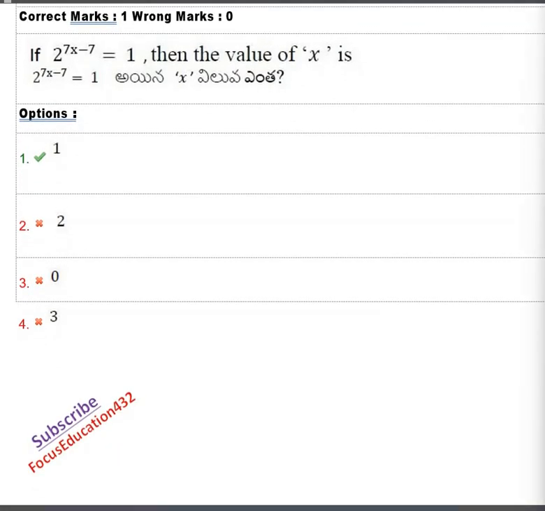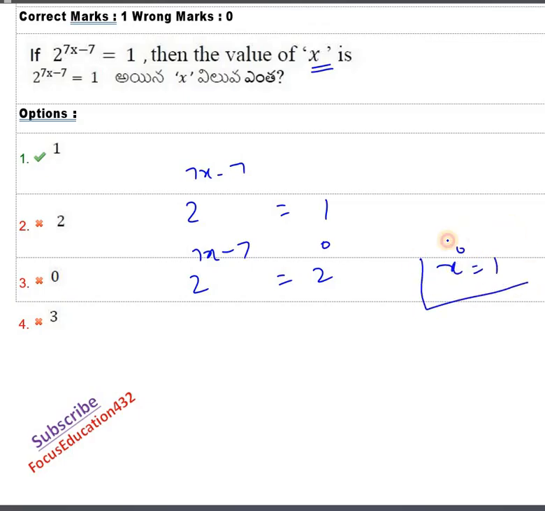Law of exponents, right? If 2 power 7x minus 7 is equal to 1, find the value of x. So here what is given to us? 2 power 7x minus 7 is equal to 1. So we can write this as, 1 can be written as 2 power 0. Right? Anything power 0 is 1. So 2 power 0 is nothing but 1 because we have already studied anything power 0 is 1 except when the base is 0. Right? X power 0 is 1.